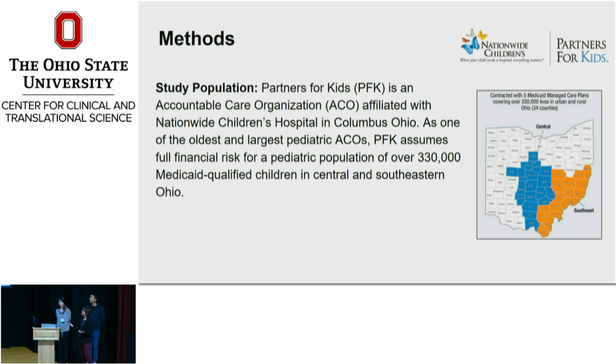The study sample for this work was from Partners for Kids. This is a large pediatric ACO, one of the oldest and largest in the country. As you can see from the graph of Ohio, patients come from 34 counties in Ohio. That's over 330,000 lives, and there's a large group of people who work within the ACO to try to understand how we can properly risk stratify our patient population to target them with care coordination interventions.